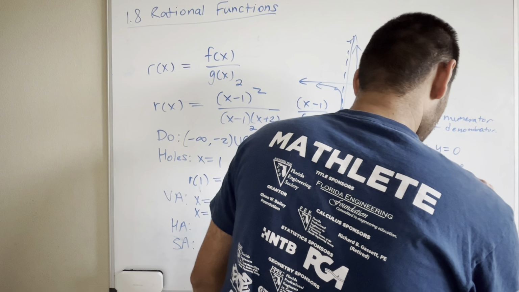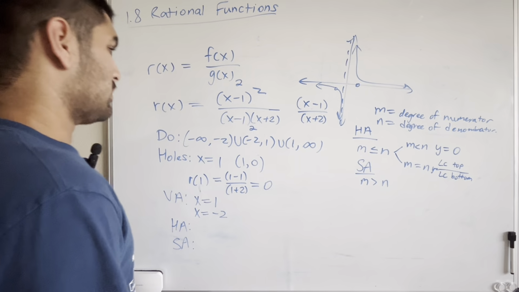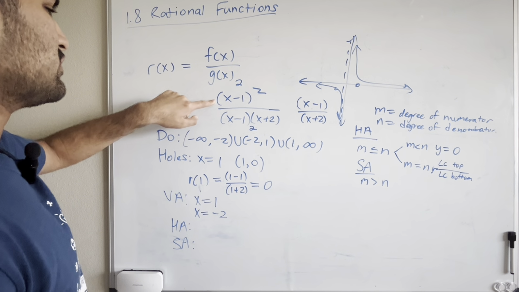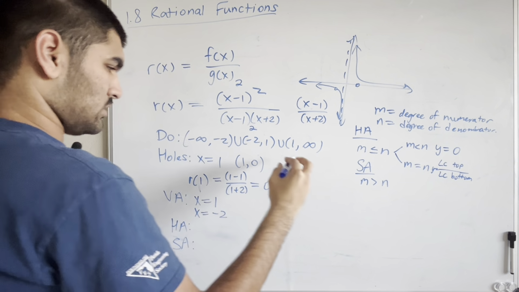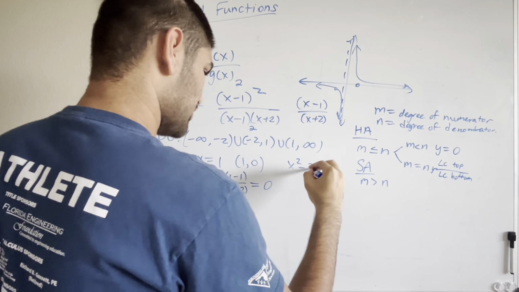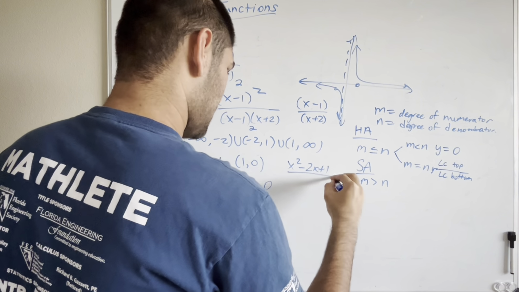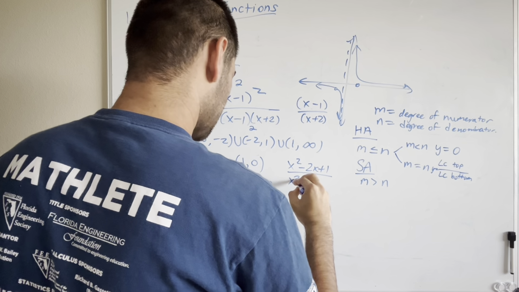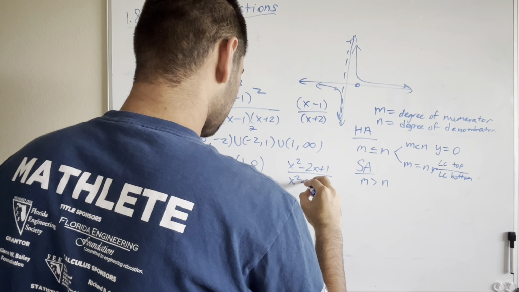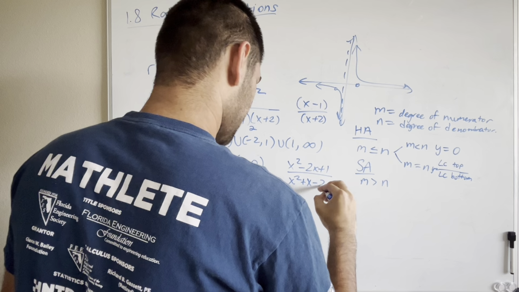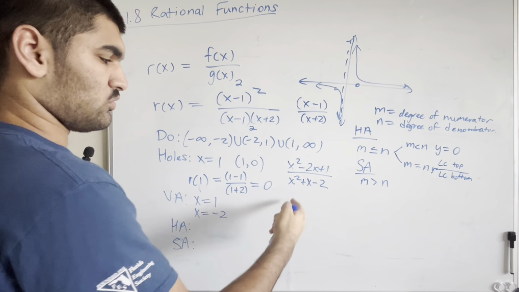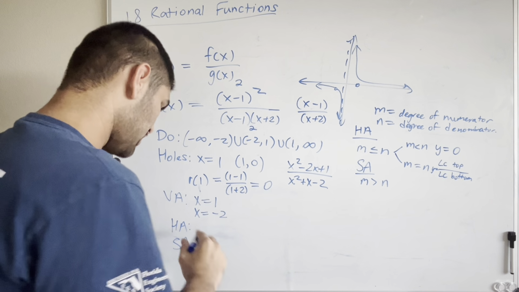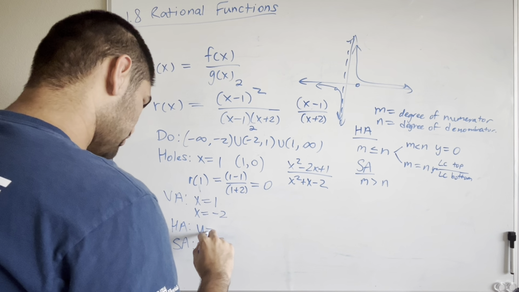Okay, so for us, the leading coefficient of the top, if we expand x minus 1 squared out, you'd get x squared minus 2x plus 1. And if you expand the bottom out, you get x squared plus x minus 2. And notice how the leading coefficients of the top and the bottom are both 1. So 1 over 1 is equal to 1. So our horizontal asymptote is at y equals 1.